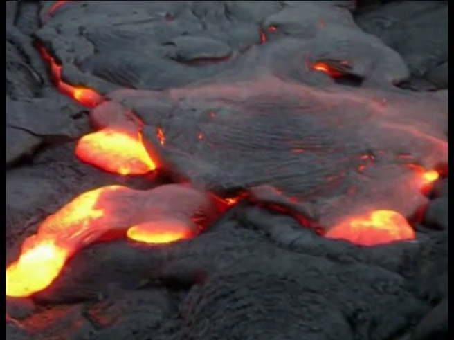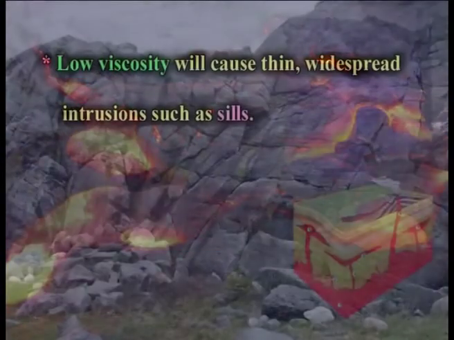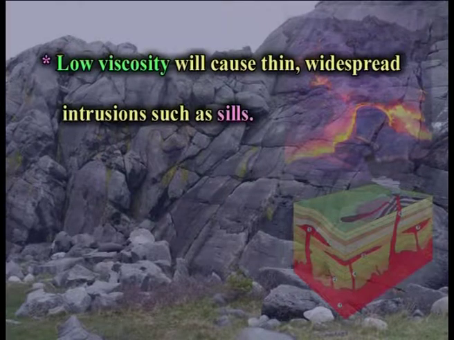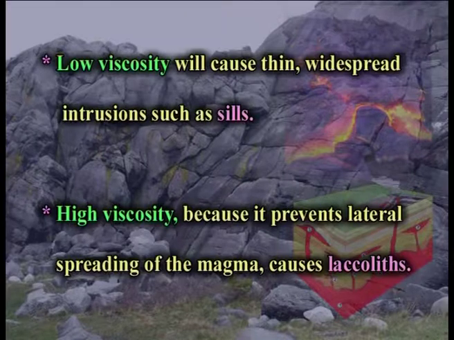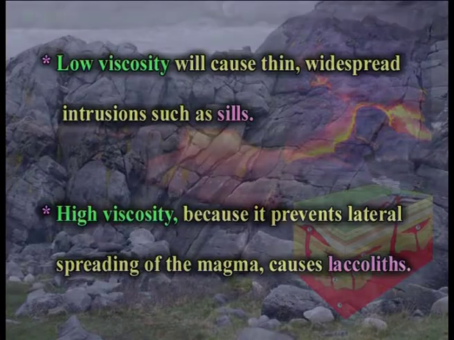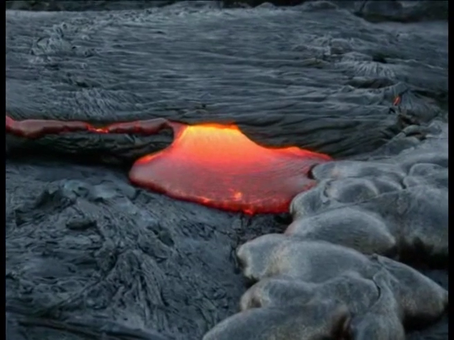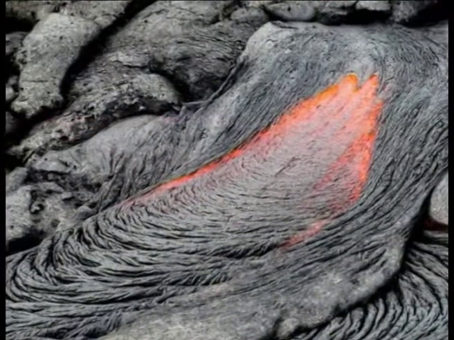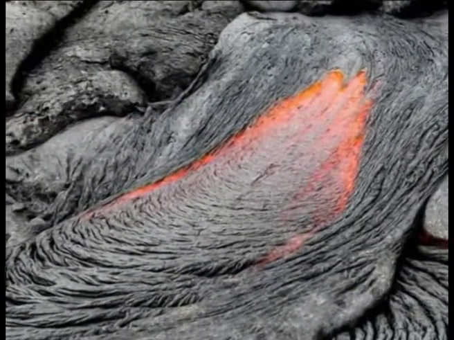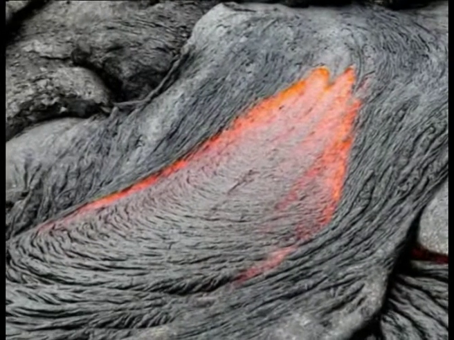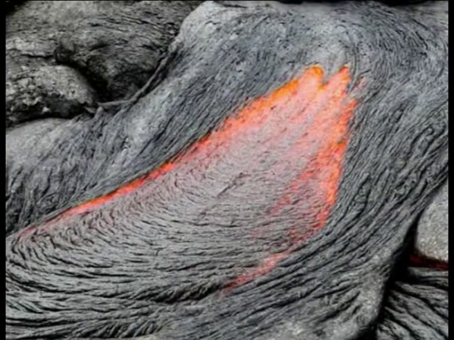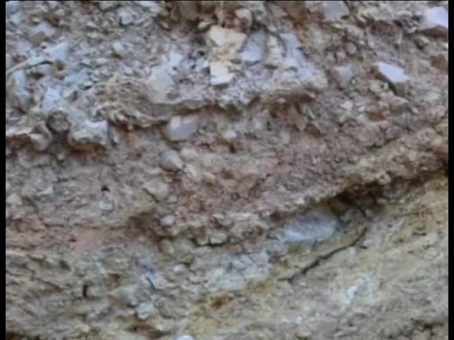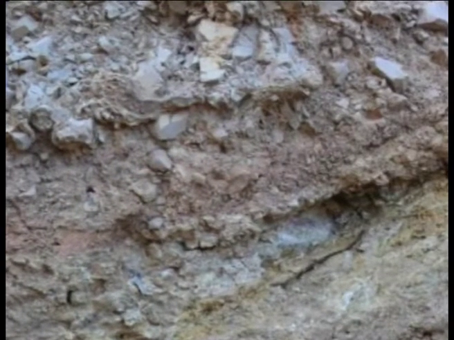The most important is the viscosity of the magma. Low viscosity will cause thin widespread intrusions such as sills. High viscosity, because it prevents lateral spreading of the magma, causes laccoliths. The roof of the laccolith is lifted by the hydrostatic pressure of the magma. The overlying sedimentary rocks, compressed by the force of the magma, are elongated parallel to the bedding planes. The amount of elongation depends upon the shape of the laccolith.